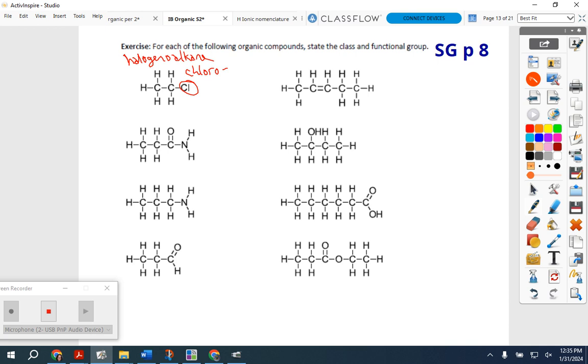All right. So, Katie, what's this one? It's an alkene. And where is the functional group? Yeah, just the double bond. Yep. That would be an alkenyl group. Alkenyl.